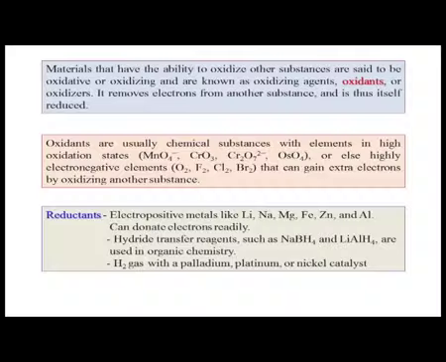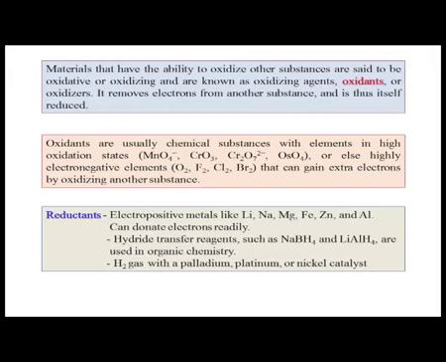Similarly, besides species having high oxidation states, there are other species we are just now discussing in terms of electronegativity values: your O2, your F2, your Cl2 and Br2. These can gain extra electrons. So, these are also oxidizing agents or oxidants. How? Because these can also accept electrons.